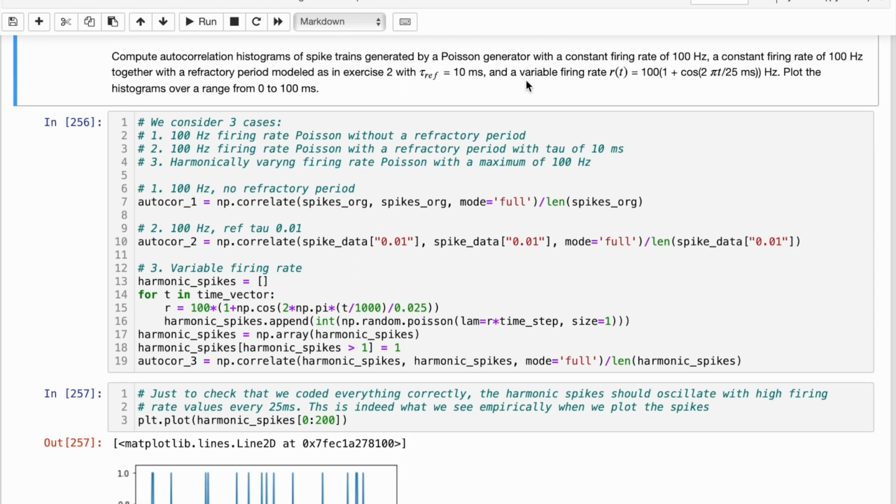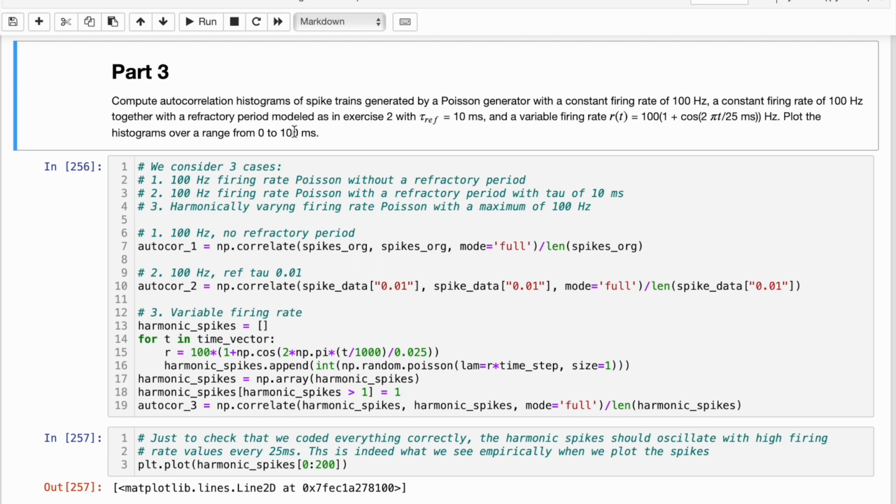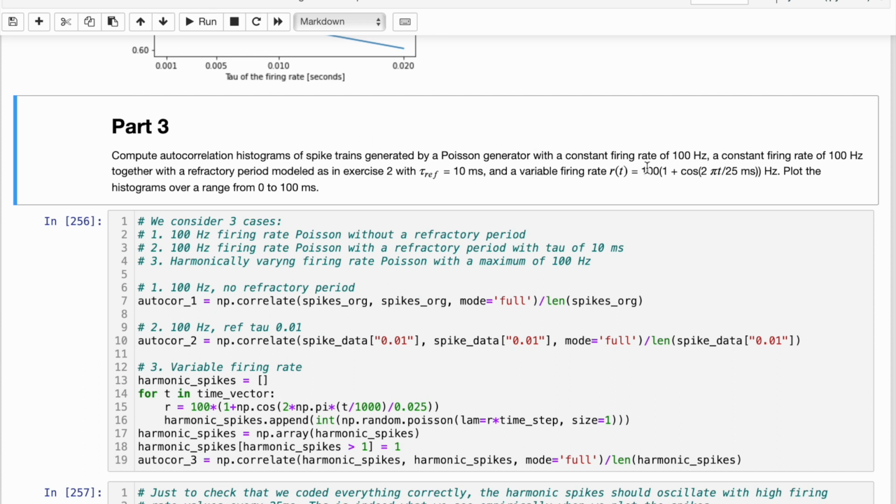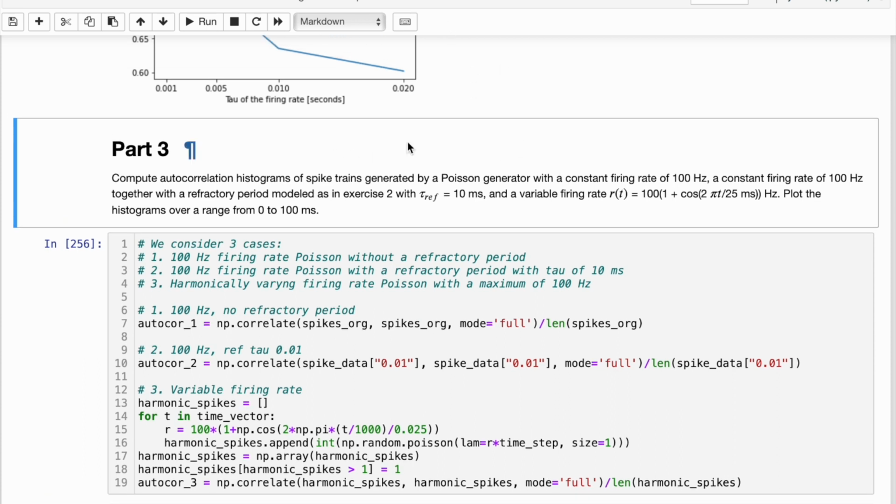If you're not very familiar with autocorrelation, I'm not going to explain it here in much detail, but you should feel free to go on Wikipedia or YouTube and find someone who can explain that in more detail. So glossing over that, we are going to be applying it to the Poisson generated data that we obtained in the first part of the exercises and actually in part 2 as well.